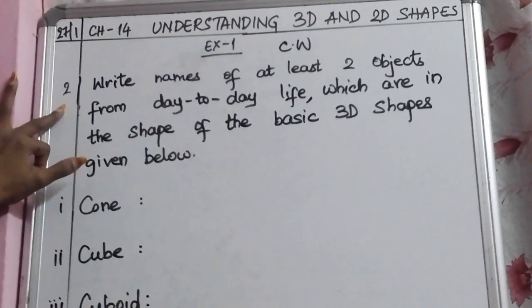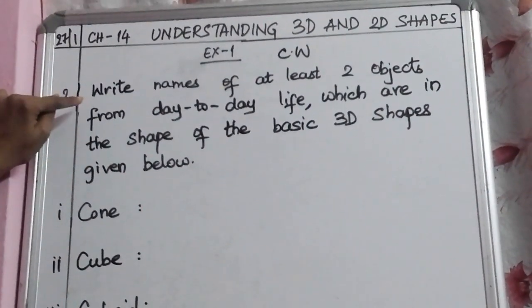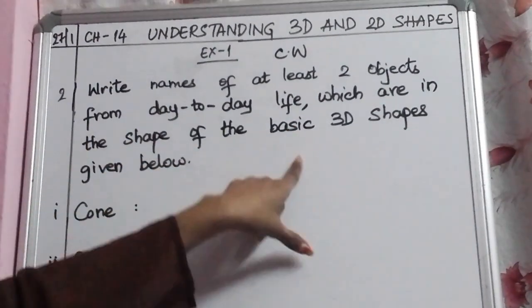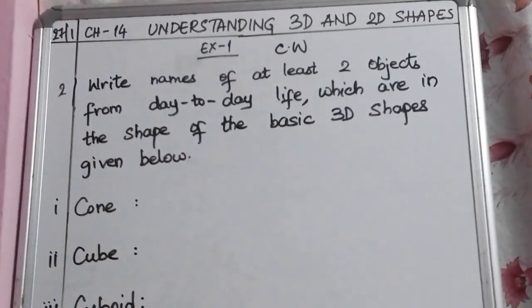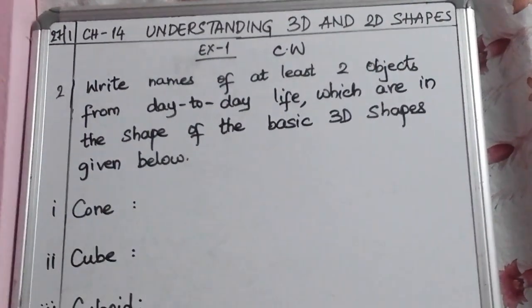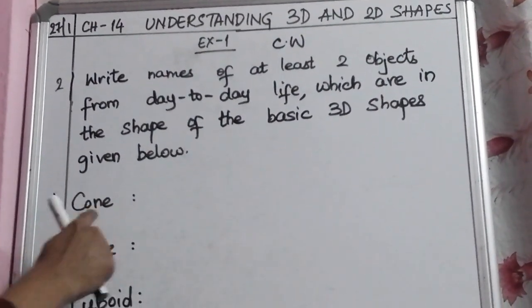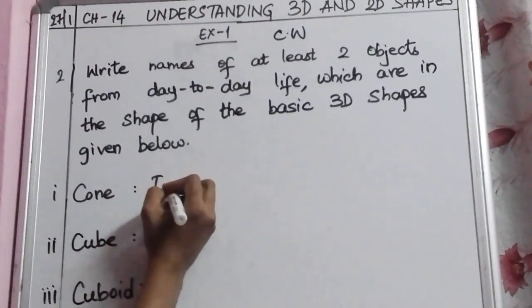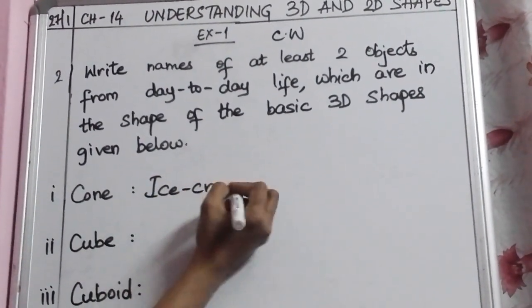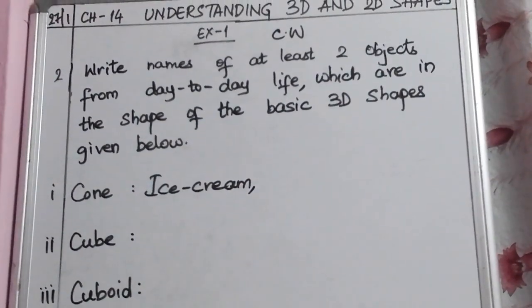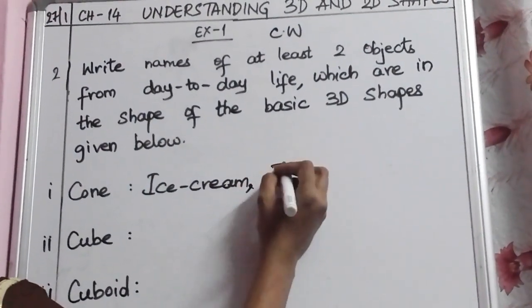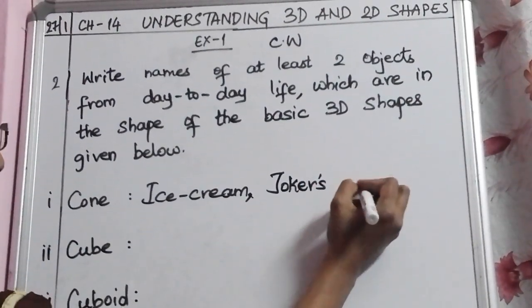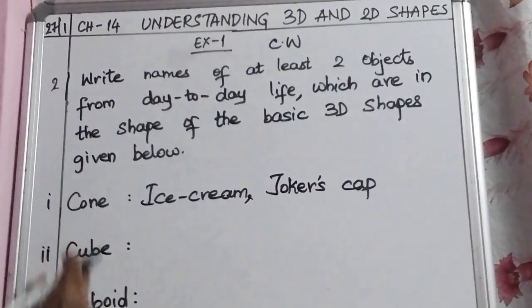Let us do the second problem. Write names of at least 2 objects from day-to-day life which are in the shape of the basic 3D shapes given below. Okay. So the first one which is given is cone. You can see that an ice cream is in the shape of a cone. Then a joker's cap also is in the shape of a cone.